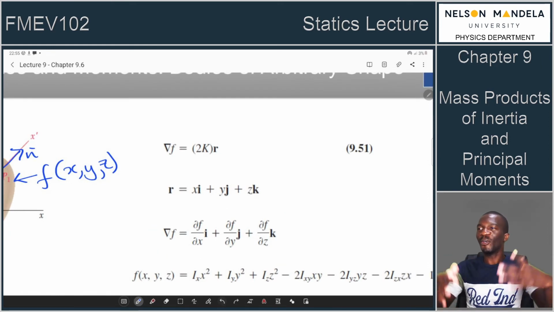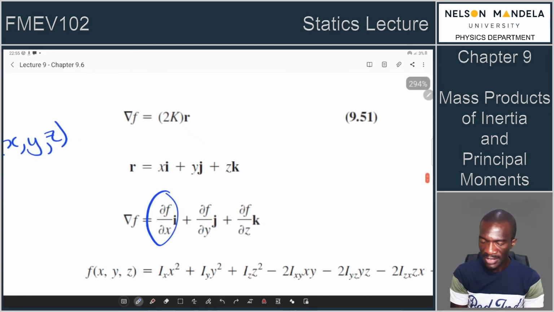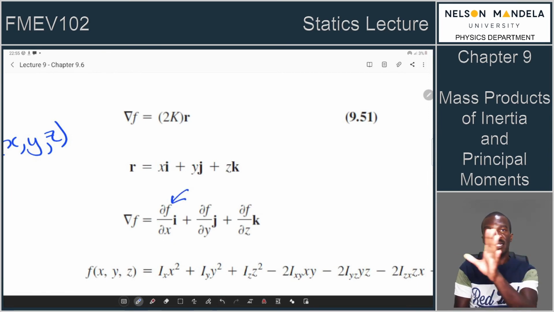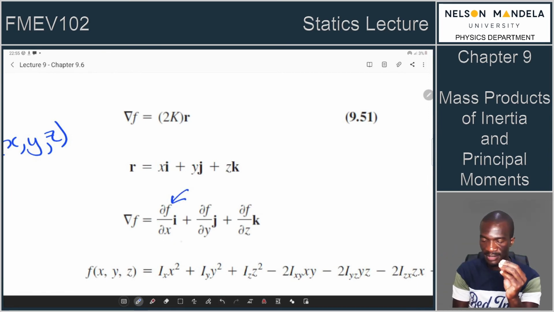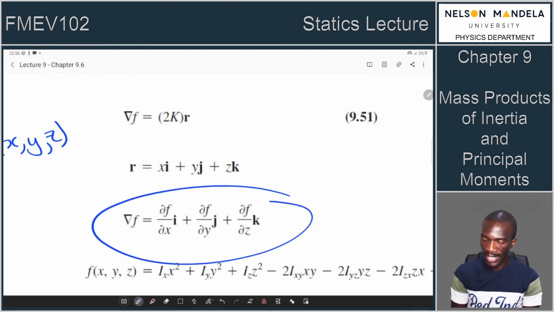I know you may not have done this, but you will notice that it's simply a partial derivative. Whatever is in the function f, we are just finding the derivative with respect to x, and that will be our i component. Then our j component would be the partial derivative with respect to y, and then the partial derivative with respect to z of what? Of this surface function f. So this is the definition of our grad f.